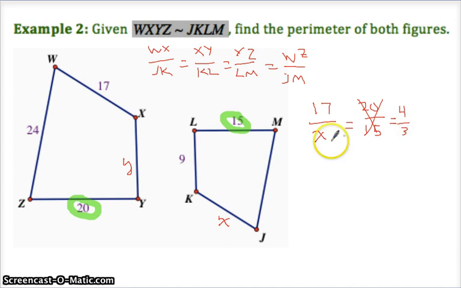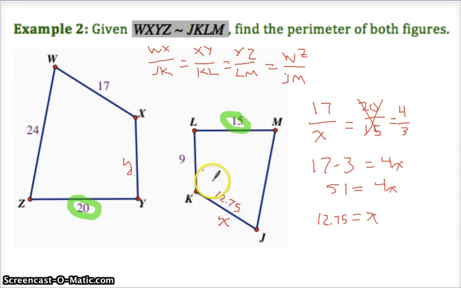Make my life easier. Then I'm going to solve this proportion. 17 times 3 equals 4x. So 4x is 51. So x is like 12 and something, 12 and 3/4. Okay, so that's this side down here.